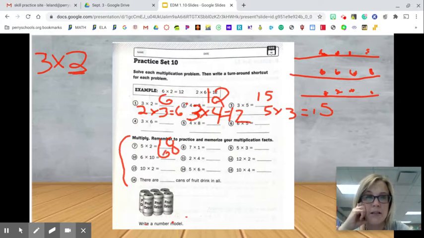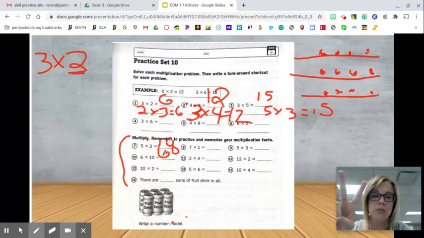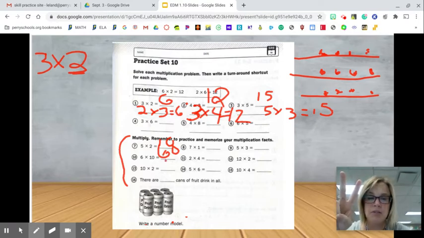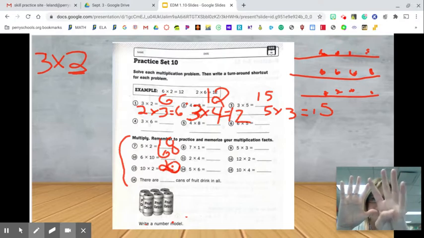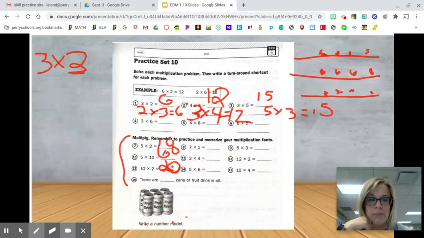Number 13 is 10 times 2. So I can think again, I could count by 10s or I could count by 2s. 10, 20, I have 2 10s, so that is 20. Or I could count by 2s going 10 times. 2, 4, 6, 8, 10, 12, 14, 16, 18, 20. I counted 10 and I still got to 20.